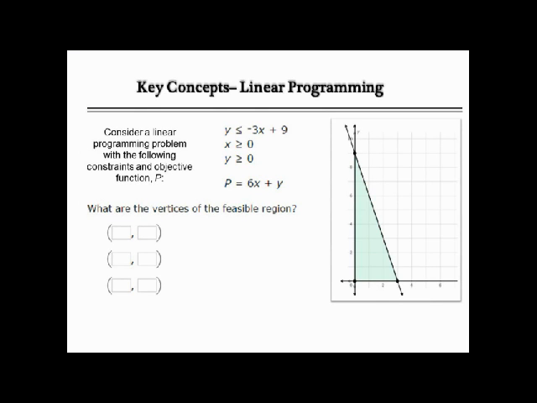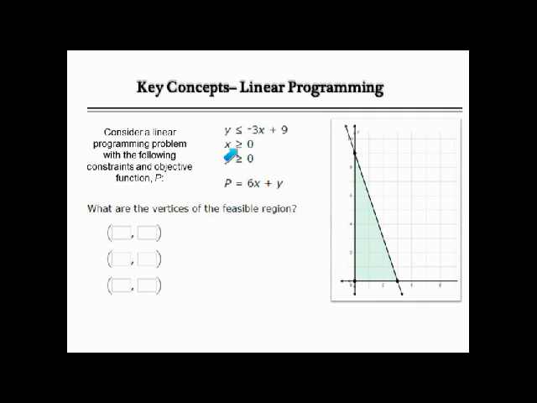Here is a sample problem. It says consider a linear programming problem with the following constraints and objective function p. Alright, so here are the following constraints. The constraints are nothing more than a linear inequality. This one says that y is less than or equal to negative 3x plus 9. And that's this line right here because we started at 9 and they went down at a slope of 3.